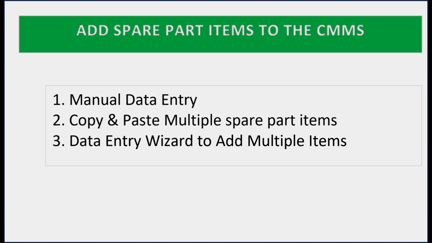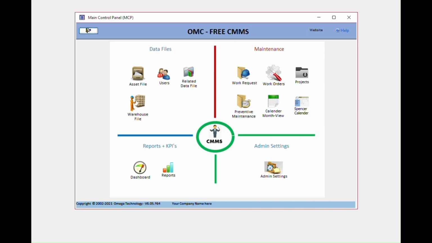In this video, we will show 3 methods to add spare part items to the warehouse. Number 1, add spare parts records manually. Number 2, add multiple records using the copy and paste method. Number 3, transfer multiple records using the data entry wizard. So, let's get started with the first method to add data manually to the warehouse file.